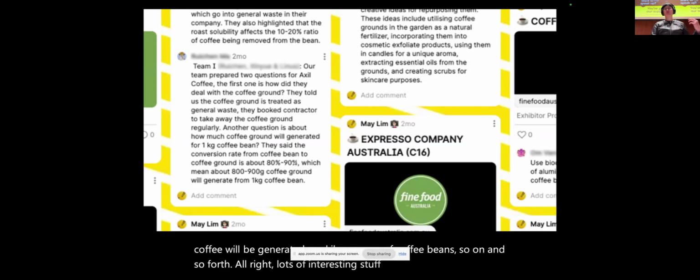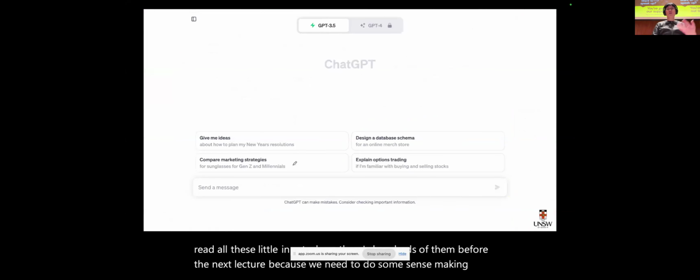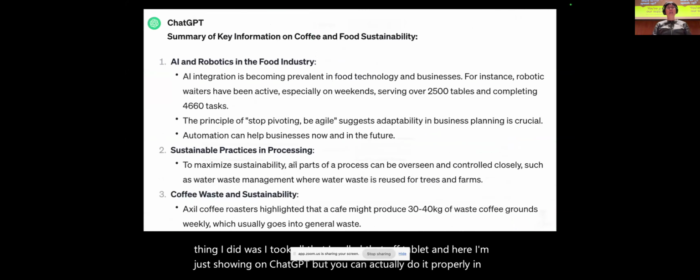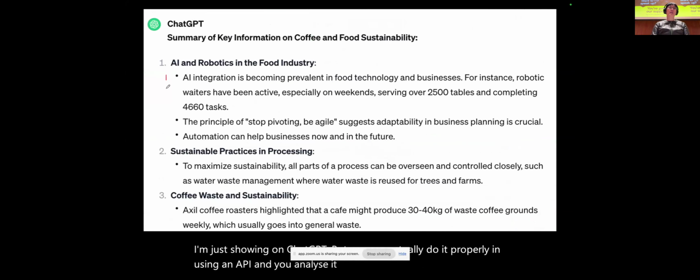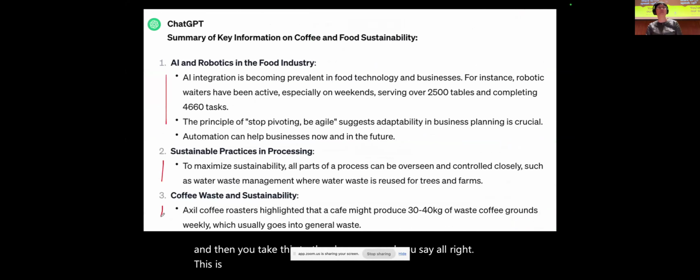Now, I am not able to read all these little inputs, where there are hundreds of them, before the next lecture, because we need to do some sense making. So the first thing I did was I pulled all that off Padlet, and here I'm just showing it on ChatGPT, but you can actually do it properly using an API, and you analyze it and you get some nice summary. And then you take this to the classroom and you say, all right, this is what we saw last week. What do we all think?